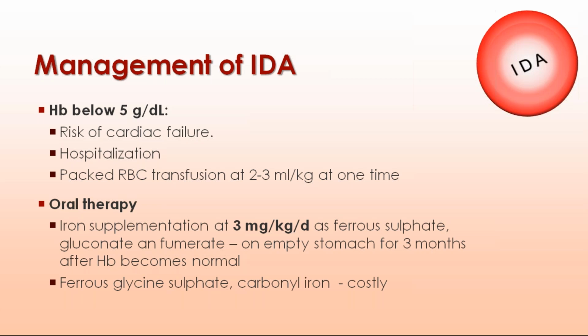Then you can supplement with iron. Once the hemoglobin is beyond 6 grams or so, you can think of giving oral supplementation. For oral therapy, the dose is 3 milligram per kg per day. This is a very common question in exams, vivas, practicals and clinics, everywhere: what is the dose of iron? The iron deficiency management dose is 3 milligram per kg per day orally, in the form of ferrous sulfate, gluconate or fumarate.